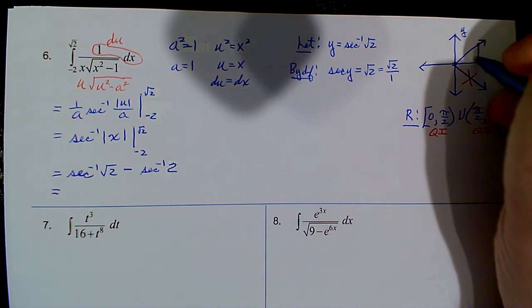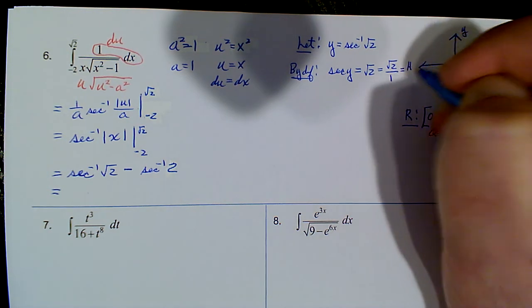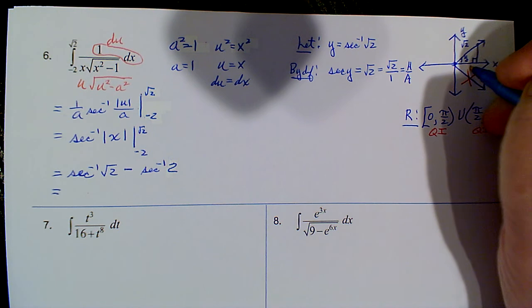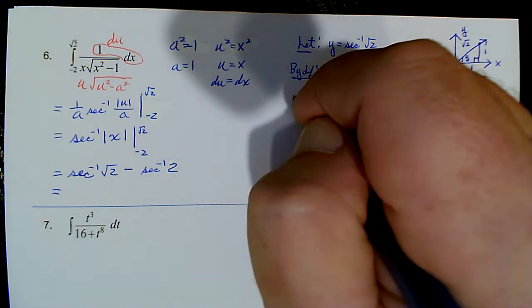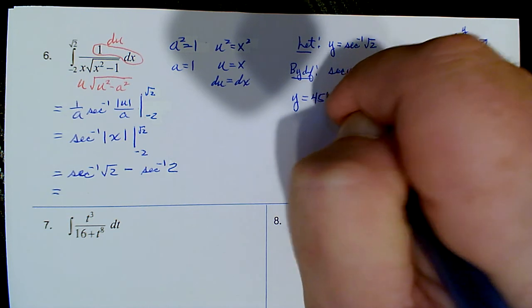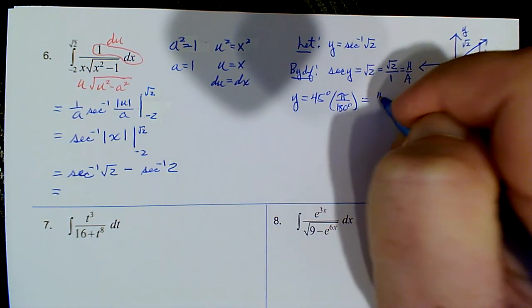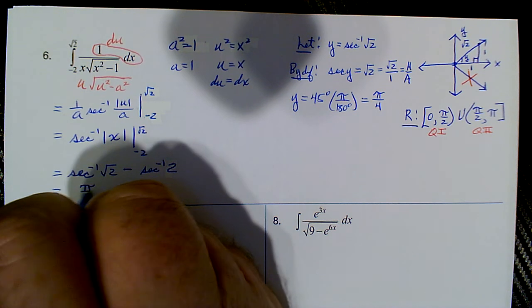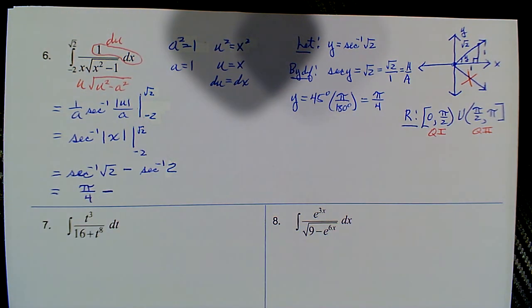Pick a point, drop a perpendicular. Here's our angle y. Secant is defined as hypotenuse over adjacent: hypotenuse square root of 2, adjacent 1. Immediately, you know that's your 45-45-90. The opposite side is also 1, and y is 45 degrees, which you can change to radians. Pi over 180 gives us pi over 4. And so here we have pi over 4, and then minus the inverse secant of 2.